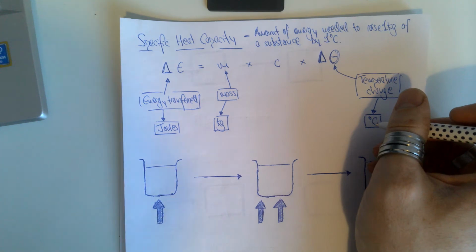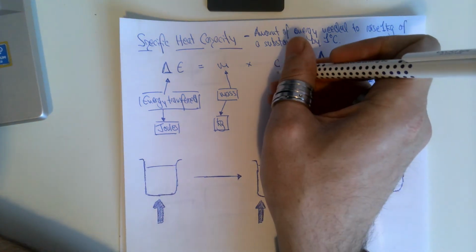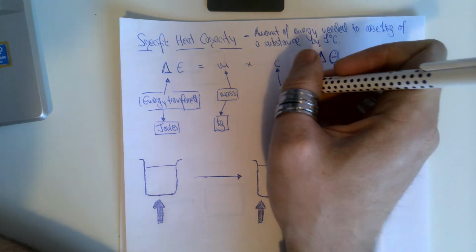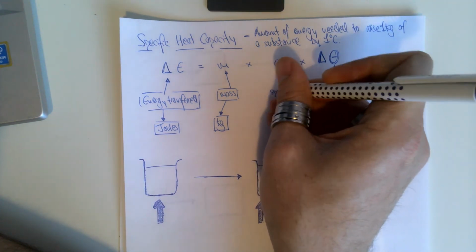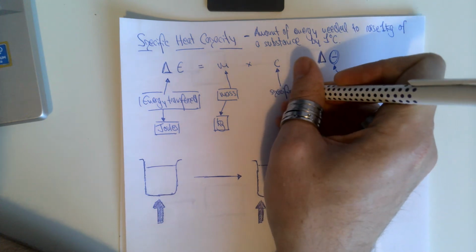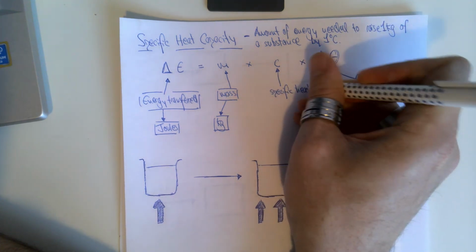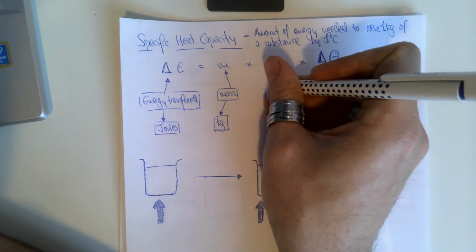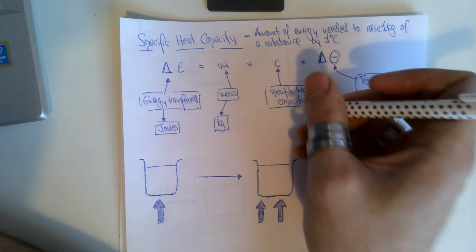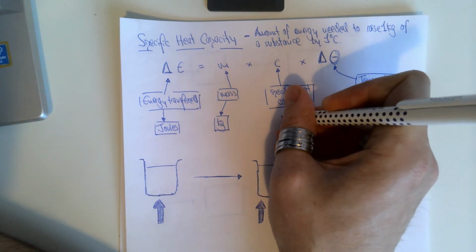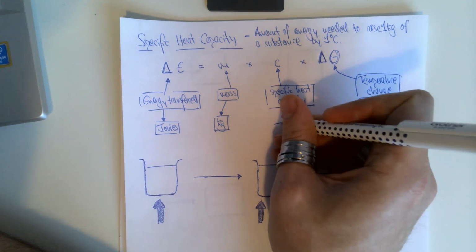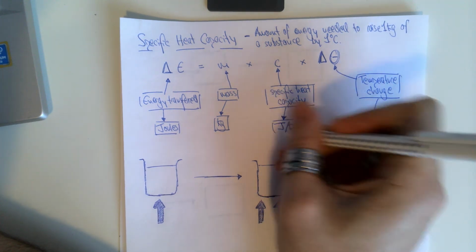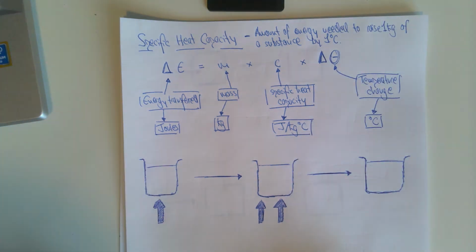And then C refers to our specific heat capacity. Now, sometimes in questions we are given this, sometimes we're asked to calculate this. We're going to look at this as we go through this tutorial. But in terms of the overall equation, this is where it fits in. And specific heat capacity is measured in joules per kilogram degrees Celsius. So we've got our equation there.